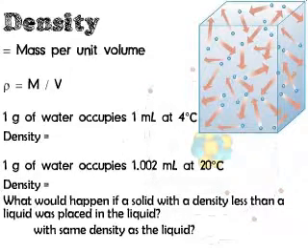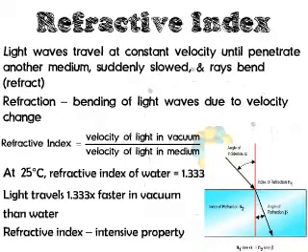Density is an intensive property of matter and is equal to the mass per unit volume. Light waves travel at constant velocity until they penetrate another medium, where they are suddenly slowed and their rays bend or refract. Refraction is the bending of light waves due to a velocity change.